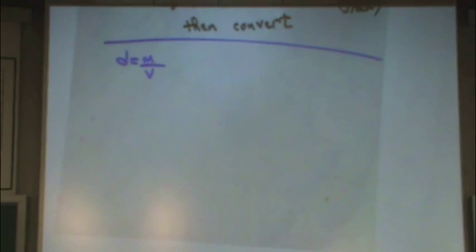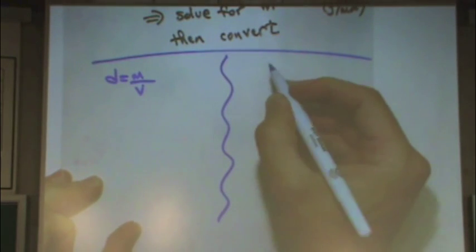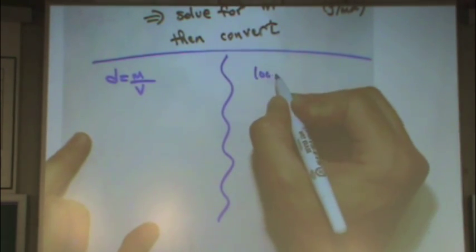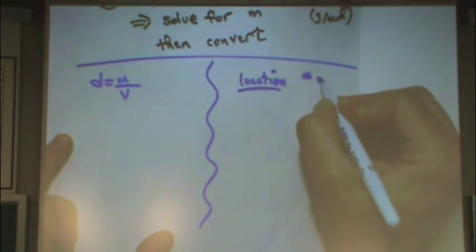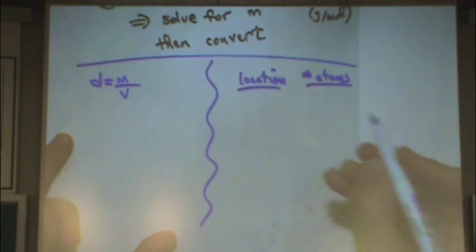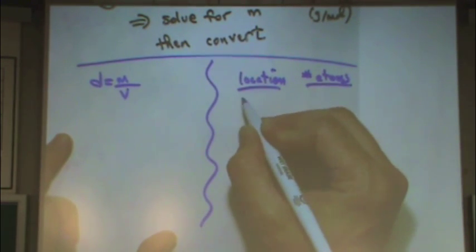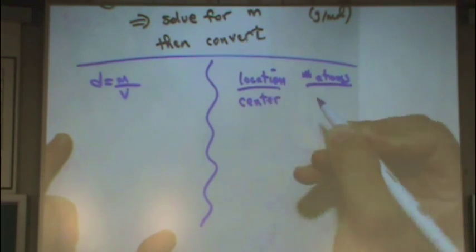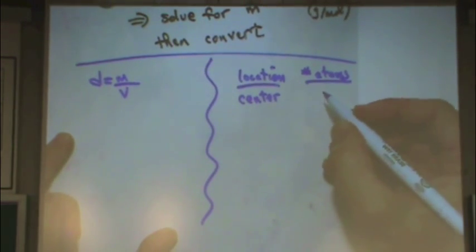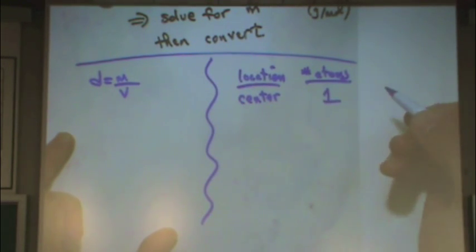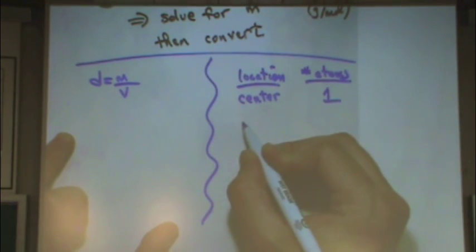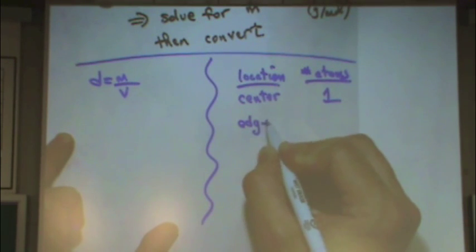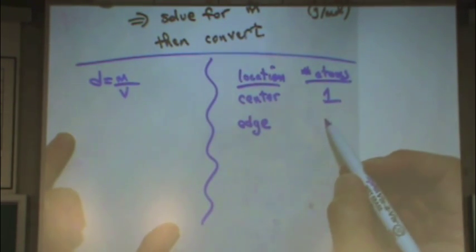If you need the atoms per unit cell, and it's something you haven't seen before, I'm going to make a little table: location versus number of atoms. If you find an atom in the center of the unit cell, how many atoms are in the unit cell? 1, because it's in the middle. If you find one on the edge of one of the sides, how many atoms are in the unit cell?